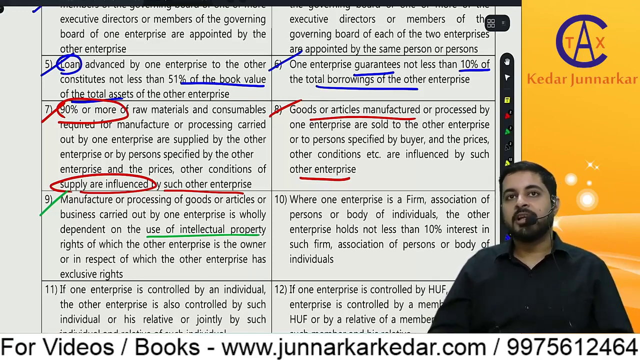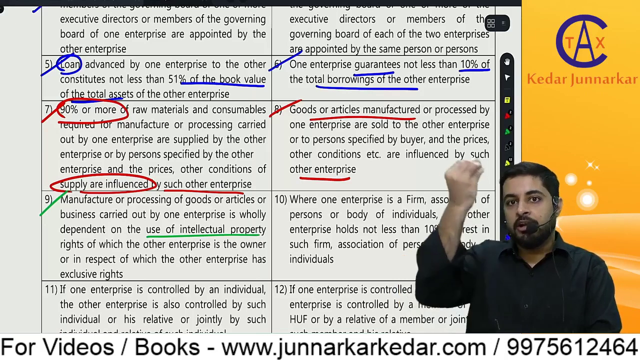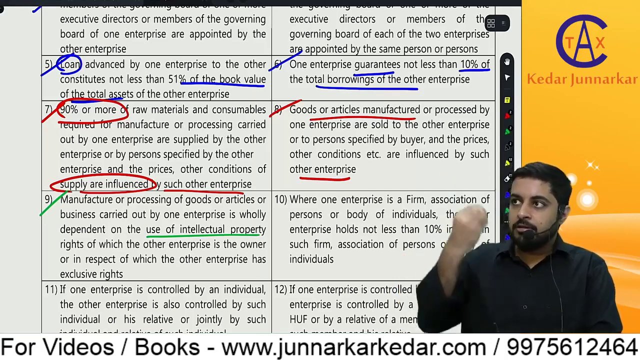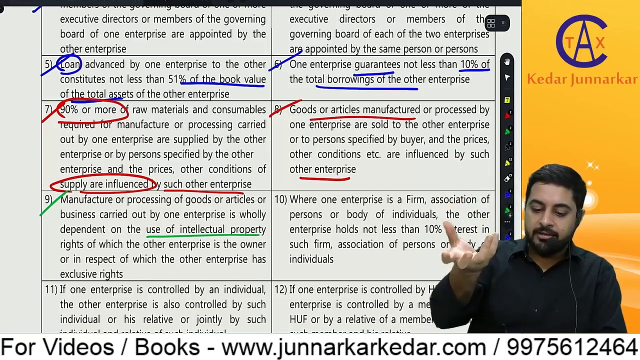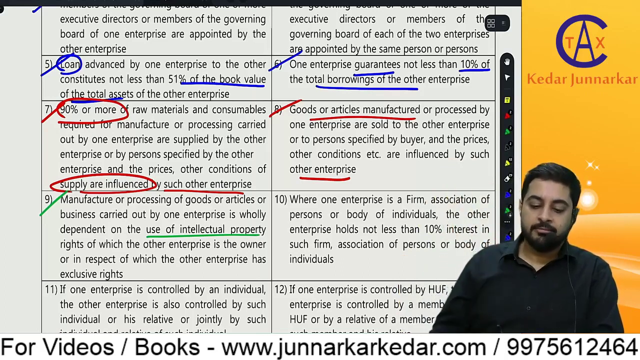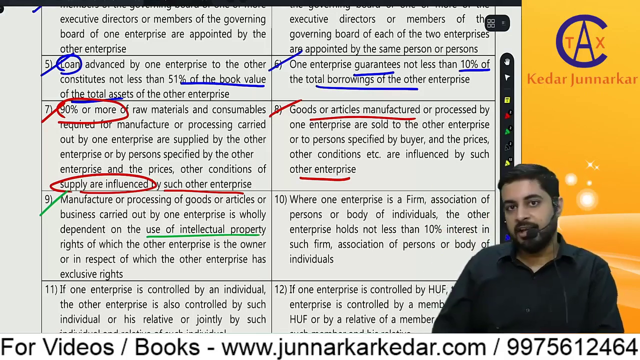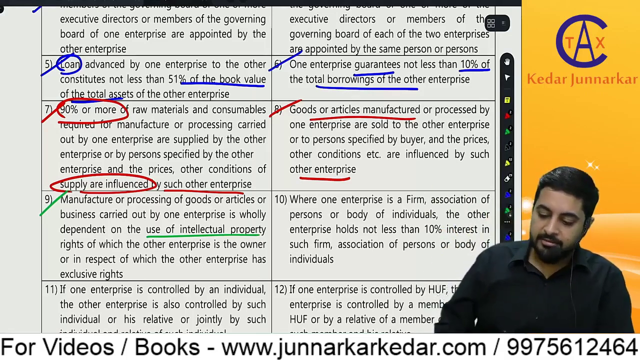Or another example can be that if I want to start manufacturing some two-wheelers, electric vehicles and all, but for that I am using technology of some foreign company or any other person. So without using that intellectual property right, I cannot do the manufacturing. Therefore, in that case, me and that person will be considered as AEs. Right, on ninth.